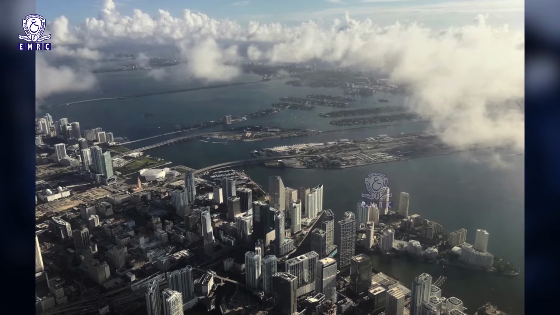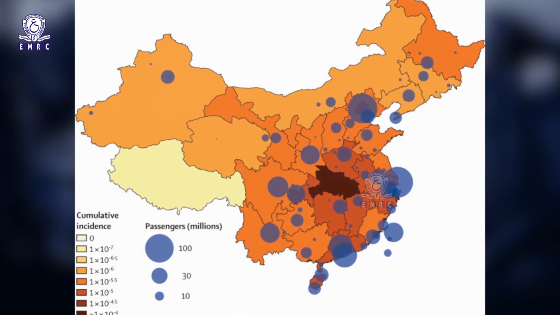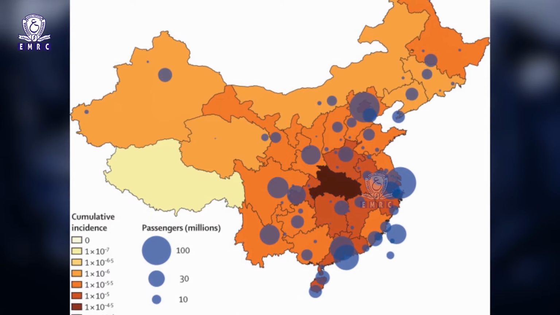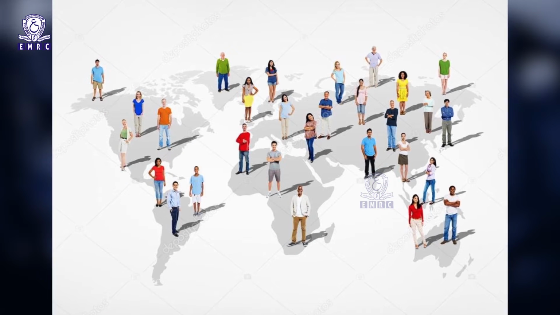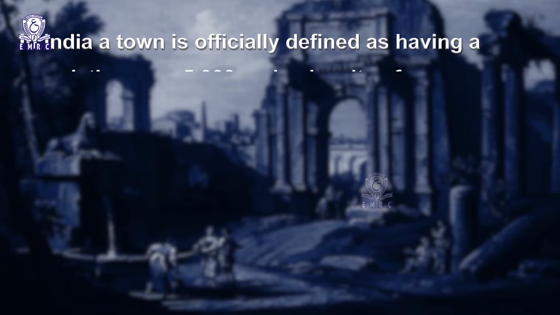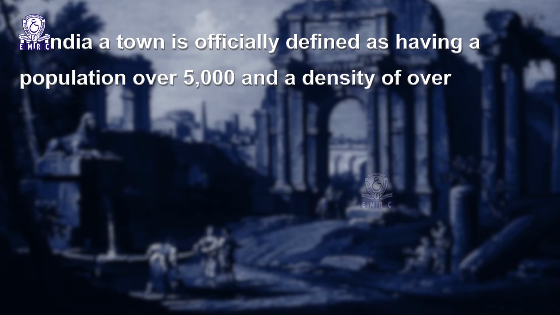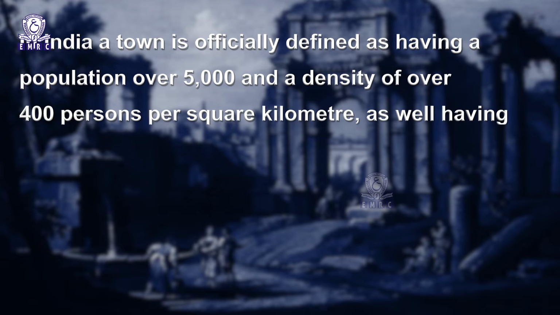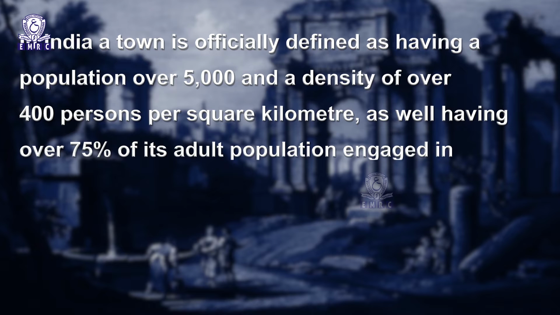We typically think of cities as being dense, but only a very small number of countries take population density into account in their definition. For example, in India, a town is officially defined as having a population over 5,000 and a density of over 400 persons per square kilometer, as well as having over 75% of its adult population engaged in non-agricultural work.